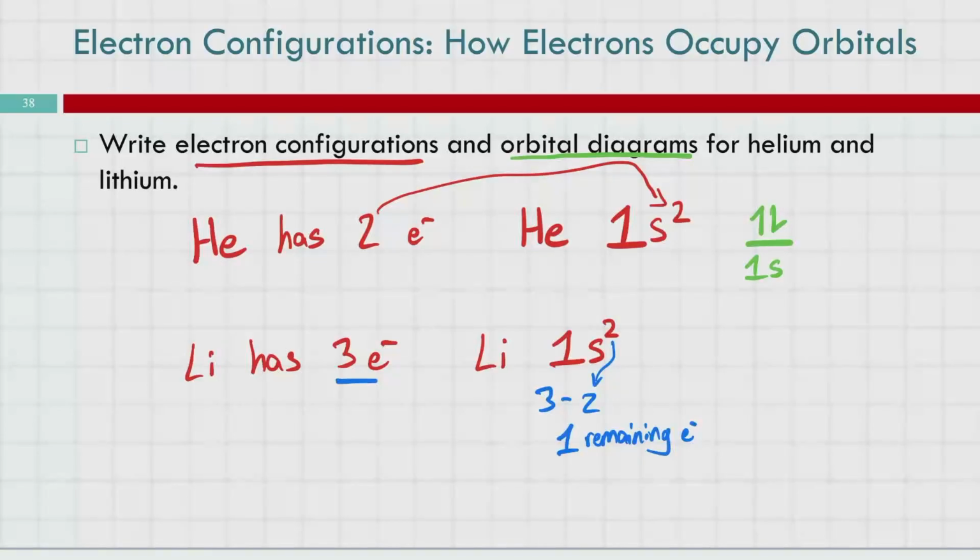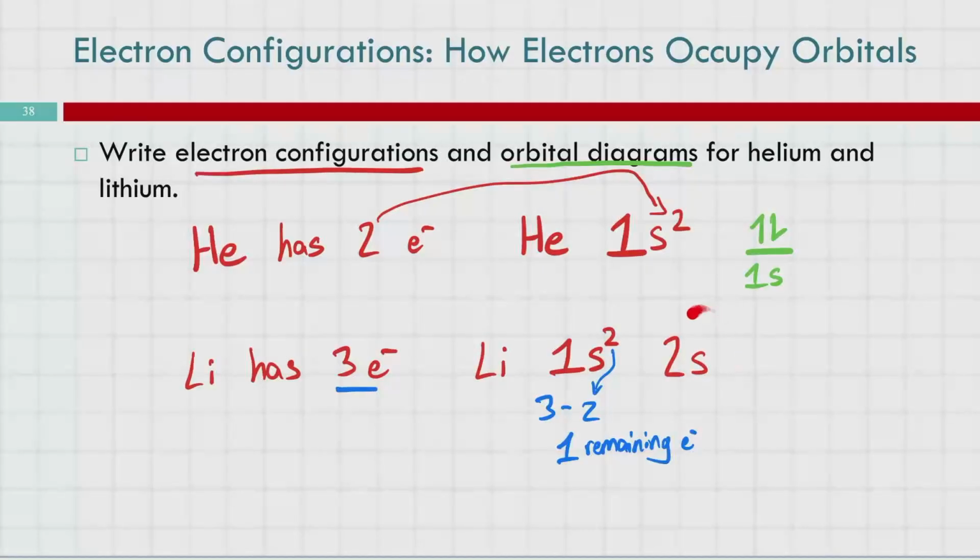So instead of n equals 1, we've got n equals 2. What's our first letter? S. s is our first letter. Can we fit 1 electron into our 2s? We sure can, and we do. Squiggly line our way up. So now instead of just 1s2, we've got 1s2, 2s1. And that would be our electron configuration for lithium.